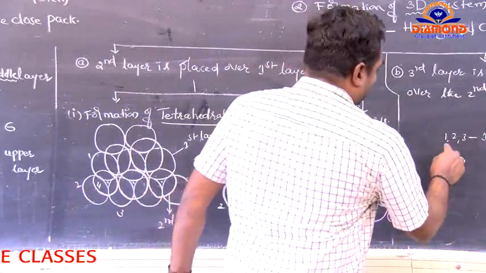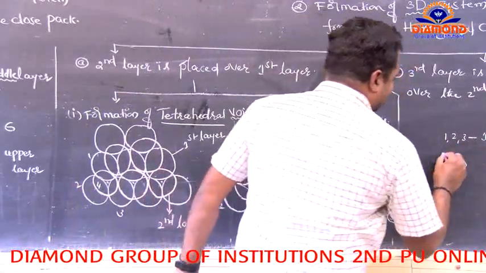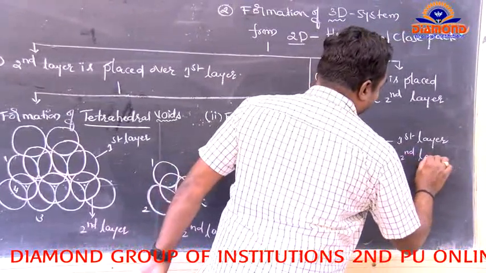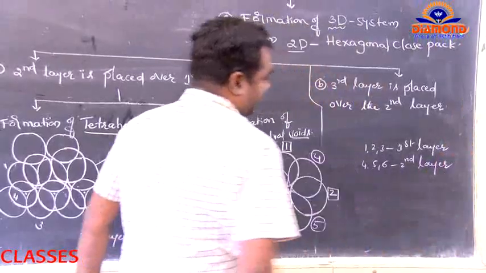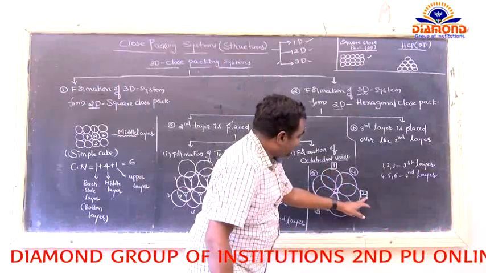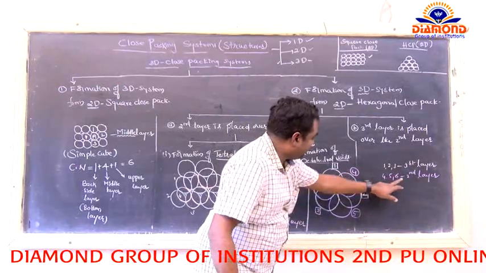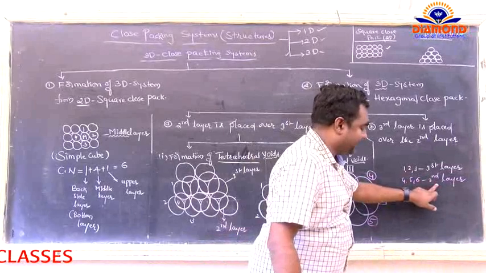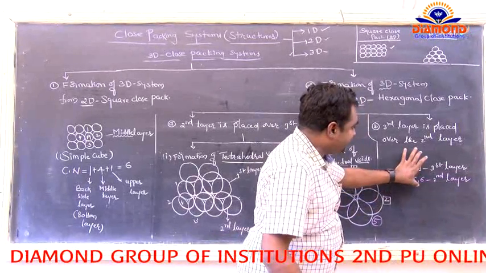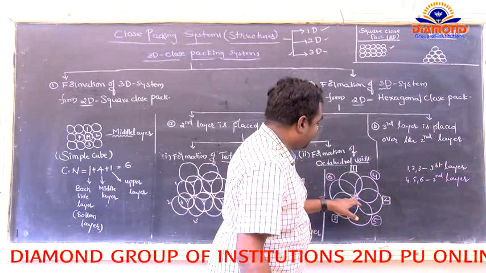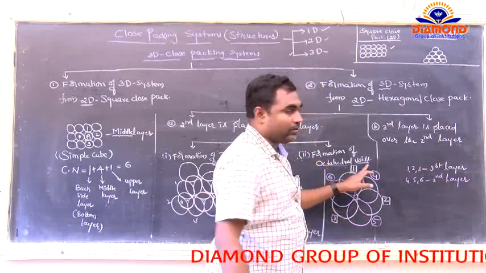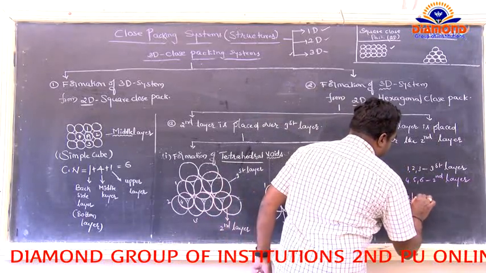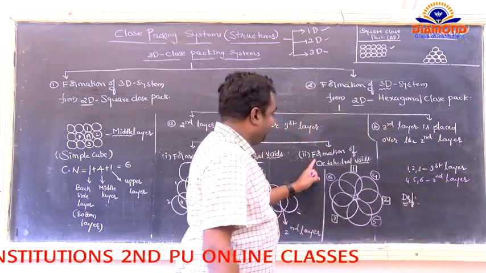So here the spheres 1, 2, 3 are present in the first layer, and the spheres 4, 5, 6 are present in the second layer. By these six spheres we get one void, and that void is known as the octahedral void. So what is the definition of the octahedral void?